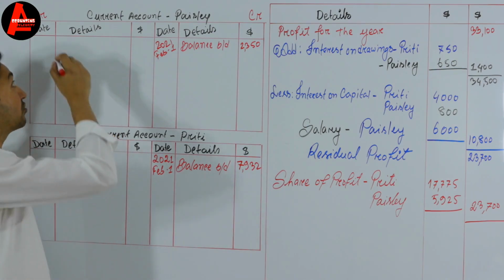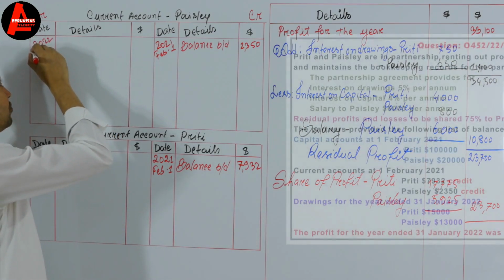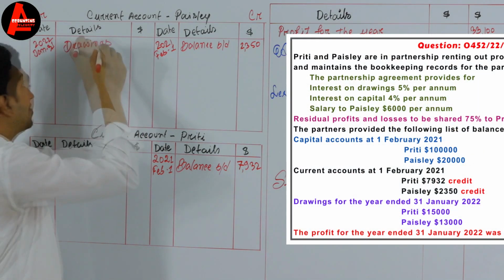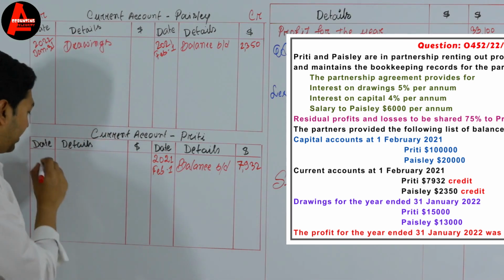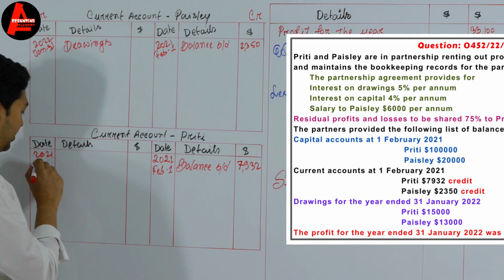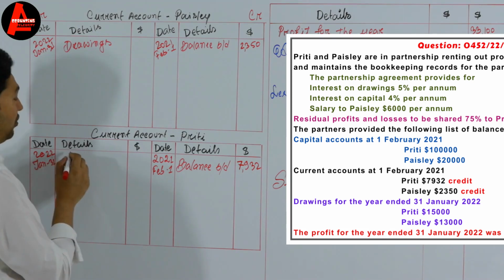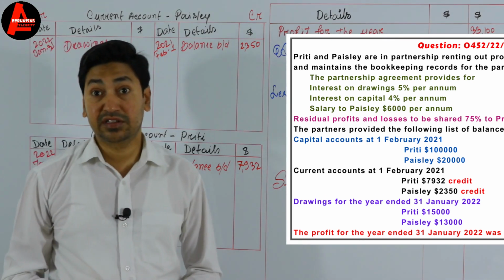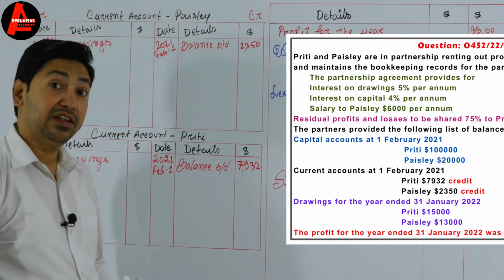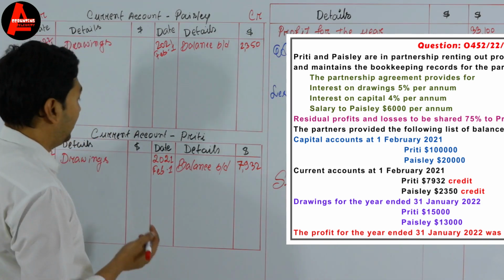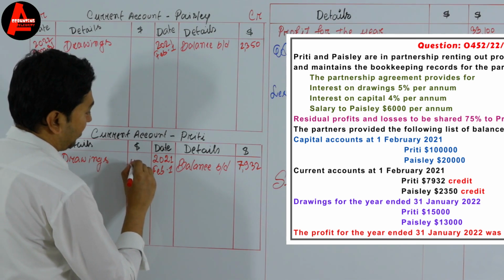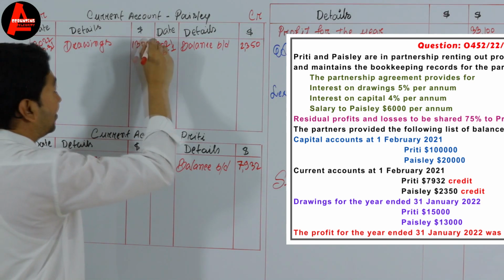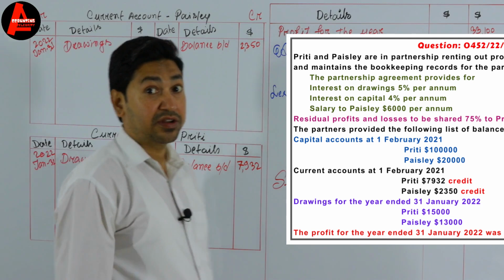We'll write the date first, 2022 January 31st, okay? So we'll write here drawings. Same thing here for Preeti, 2022 January 31st. We'll write drawings. In the question we have drawings of 15,000 for Preeti and 13,000 for Paisley, okay? So Preeti is here $15,000 and Paisley is here $13,000, okay?